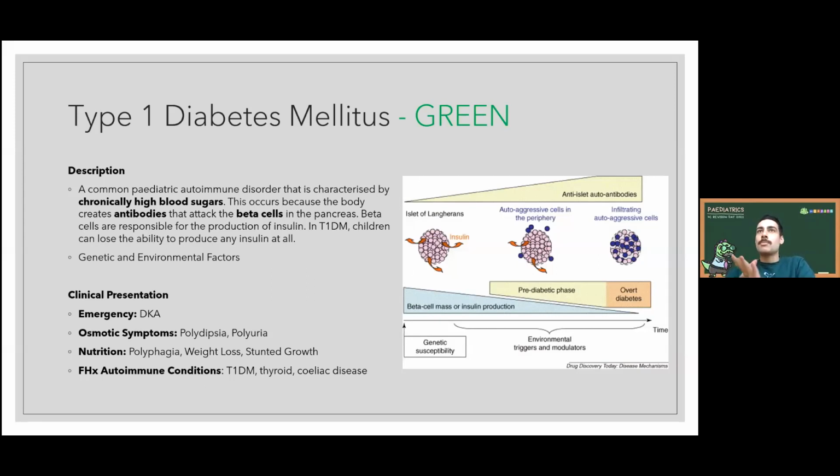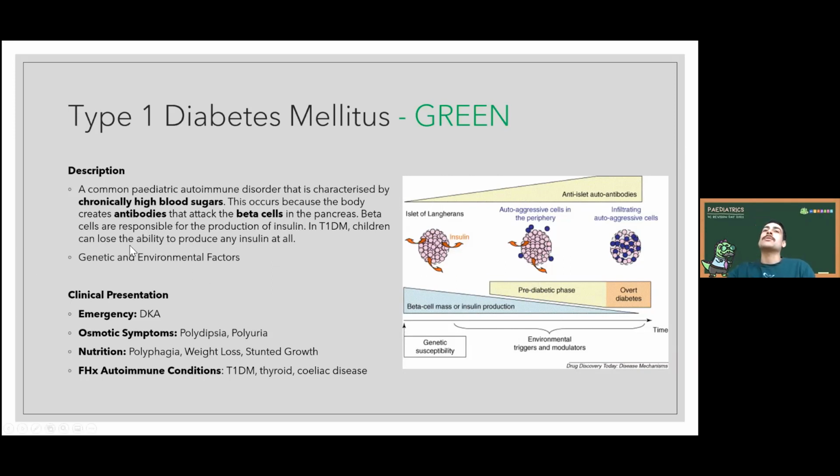So type 1 diabetes is a common pediatric autoimmune condition that's characterized by chronically high blood glucose levels. This occurs when the body creates antibodies that attack the beta cells in the pancreas, which secrete insulin. As you can see here, as antibodies increase, your beta cell mass decreases, and this leads to your overt diabetes. So it leads to a point where the children can't produce any insulin at all, and they can't utilize the glucose in their blood.